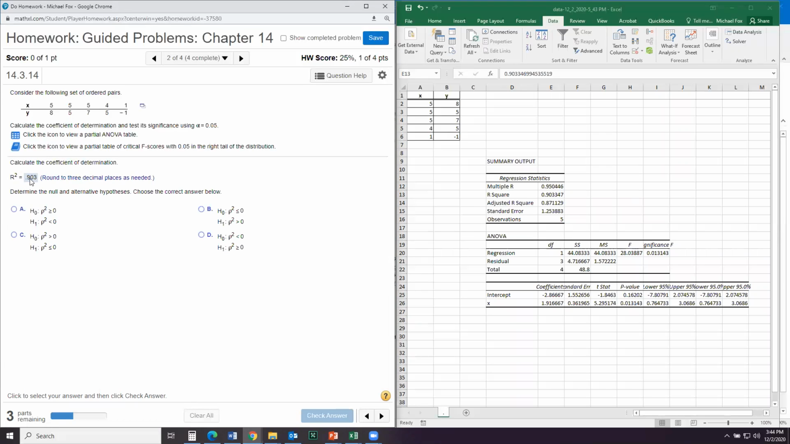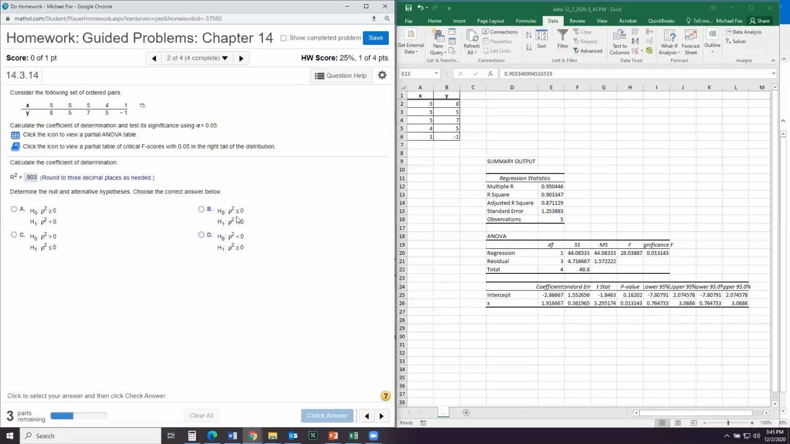So the next thing it wants us to do is test the significance of the coefficient of determination, meaning, can we determine from this coefficient of determination if the population is likely related in the same way that we think the sample X and Y are related. Anytime we do this, we're always going to have the same null and alternative hypotheses. So the null hypothesis is that our population coefficient of determination is less than or equal to 0, and the alternative hypothesis is greater than 0.